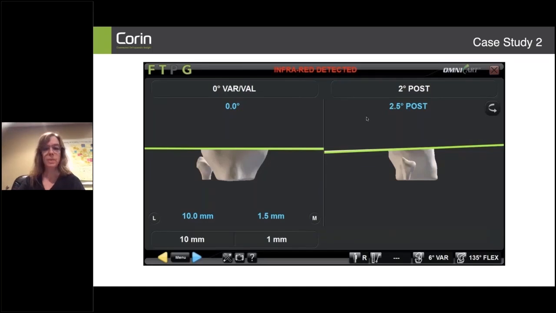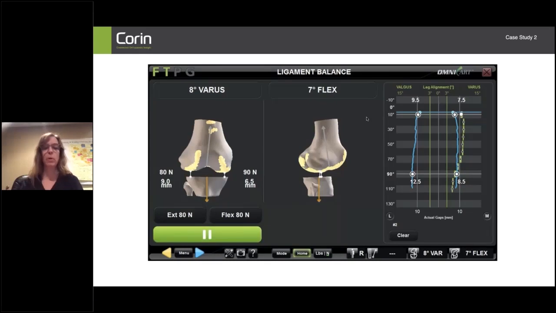Our balance bot is in. We have very slowly started at 90 degrees, we are set at 80 newtons bilaterally, and we are slowly bringing that knee from 90 very slowly out to 10, and we are collecting data points at this time. One thing I'd like to point out on this screen, if you look at the curve on the right, see that green curve going way out into the varus realm at this point.